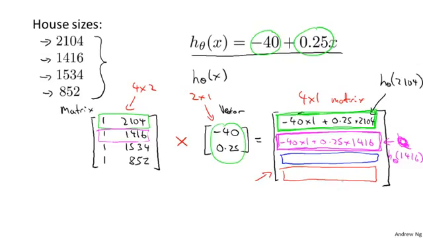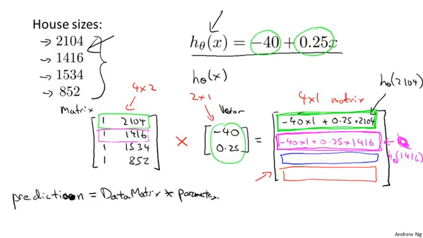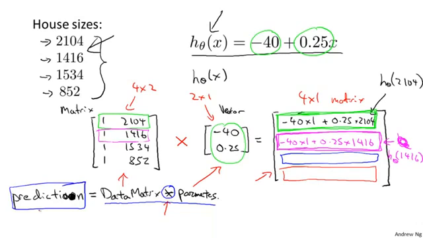And the neat thing about this is that when you're actually implementing this in software, when you have 4 houses and you want to use your hypothesis to predict the price of all of these 4 houses, you can write this in one line of code. When we talk about Octave and programming languages later, you can actually write this in one line of code. You write prediction equals my data matrix times parameters, where data matrix is this thing here and parameters is this thing here, and this times is a matrix vector multiplication. If you just implement this one line of code, assuming you have an appropriate library to do a matrix vector multiplication, then this variable, prediction, becomes this 4x1 dimensional vector on the right that gives you all the predicted prices.